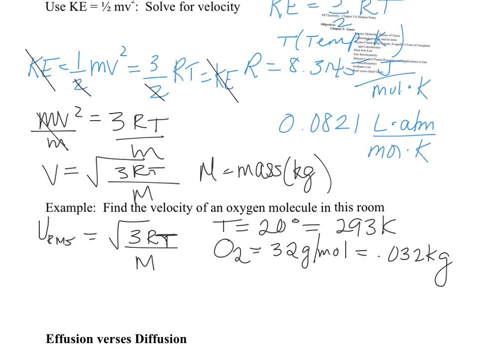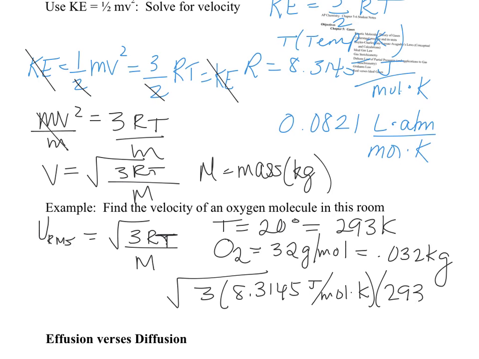So let's use our formula. We've got the square root of 3. Our R is going to be 8.3145. I'm going to use the units so that I can show you what's canceling. I like to write the units separately, actually, just because they're a pain. And our temperature, 293 Kelvin. And then we have our mass, 0.032 kilograms.